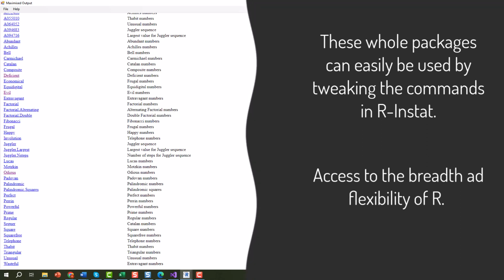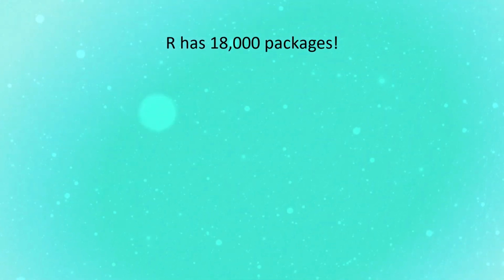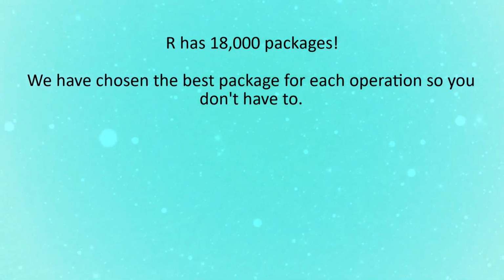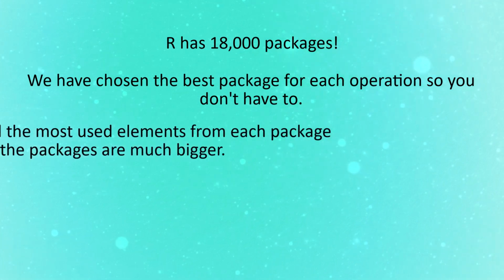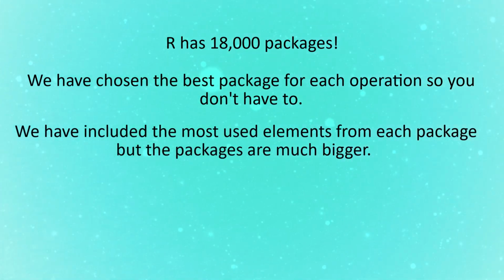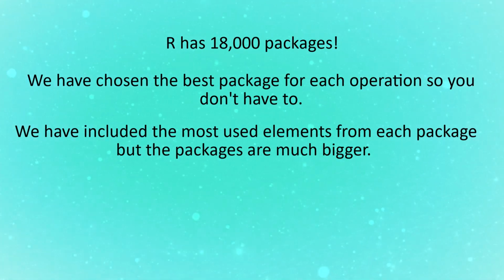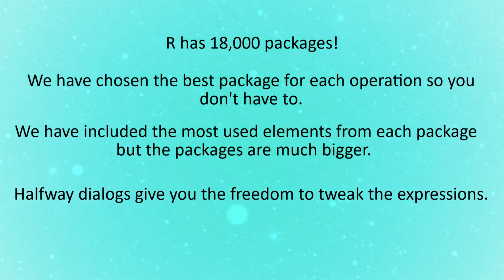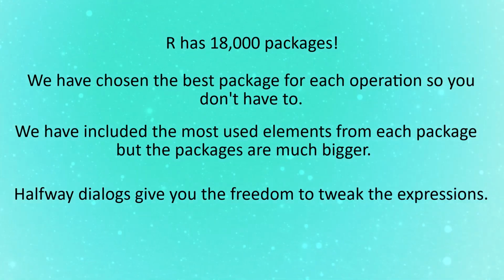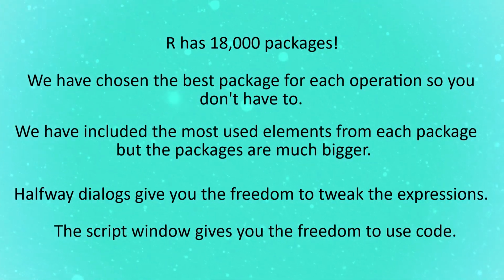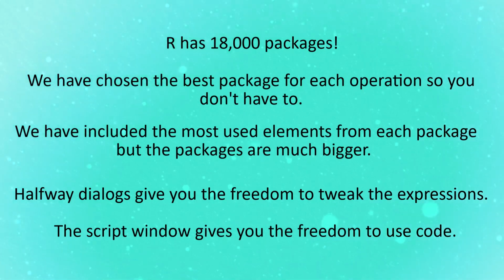This is a good moment to briefly delve into R and R-Instat. R has over 18,000 different packages. In R-Instat, we've chosen the packages we think are best for each of the operations. Within each package, we've chosen to include buttons for the most used elements, but the packages are often much bigger. One benefit of the halfway dialogues is that you can easily change the expression to access more. And if you need to tweak items further, you have the script window, which gives you the freedom to use code. Let's get back to our calculator.